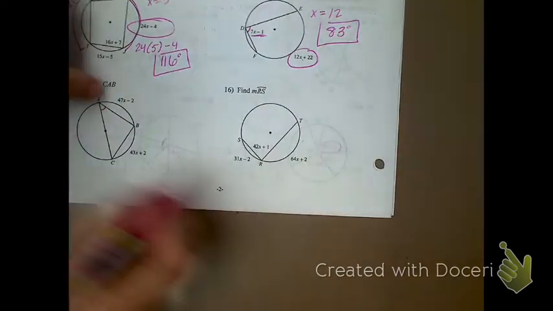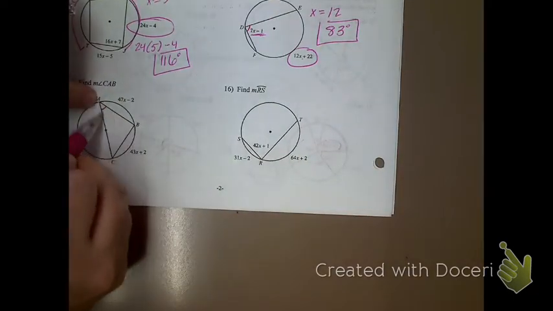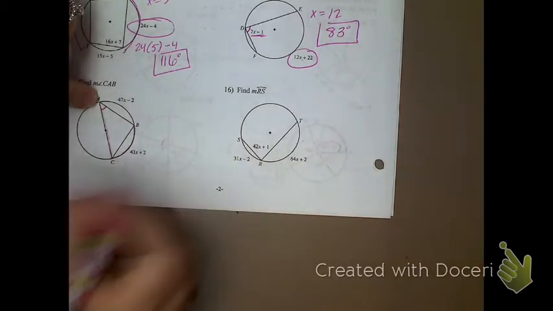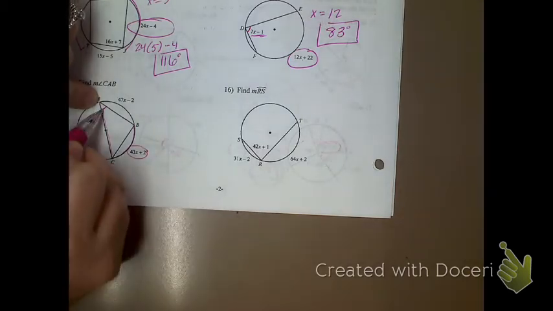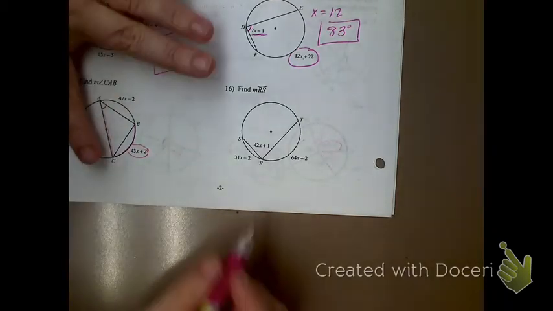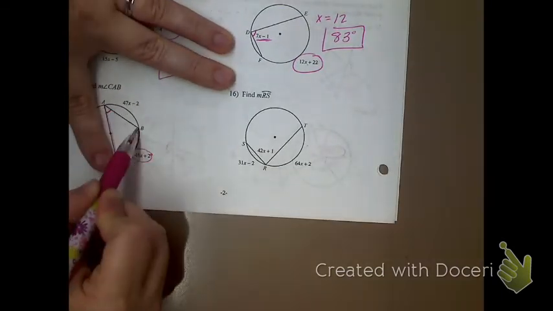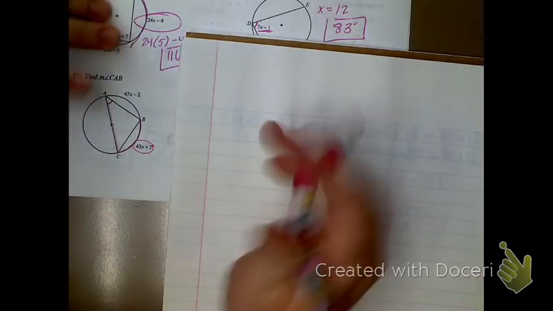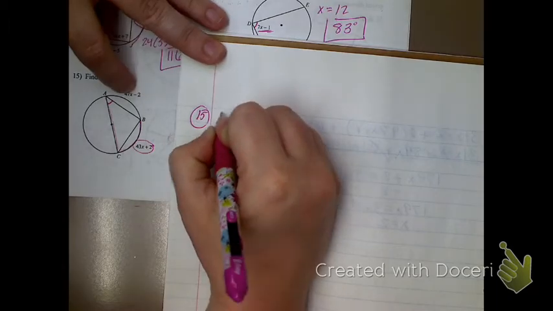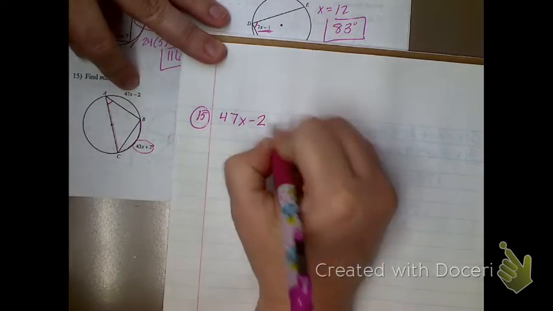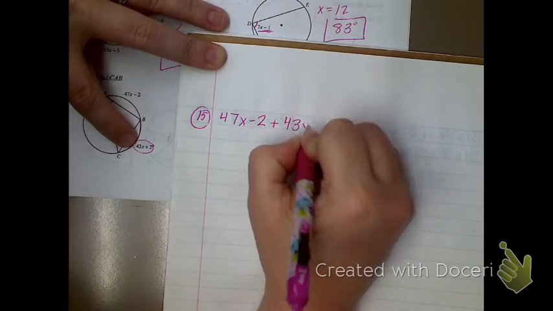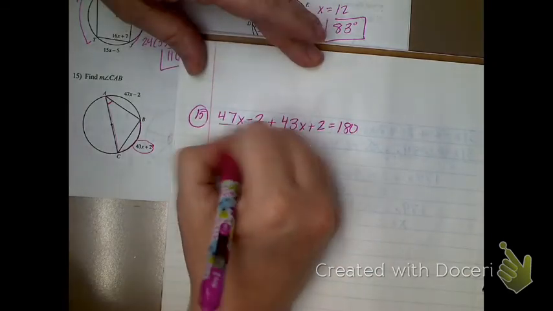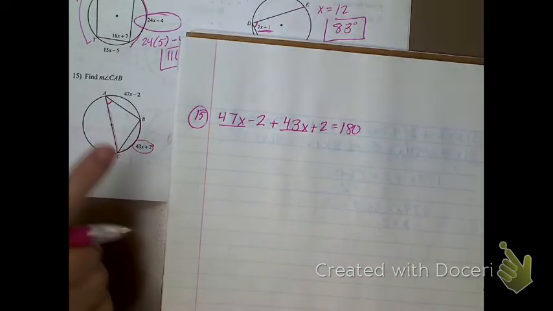And what I notice about this angle is that it goes over here, and that this arc goes with that angle. So in other words, if I can find this arc, I just need to cut it in half to find that angle. What else I notice is that since I have a diameter, these two arcs together are going to equal 180. So to set up my equation to find x, I'm going to say 47x minus 2 plus 43x plus 2 is equal to 180. And if I can solve that, then I've got what x equals, and I can go from there.